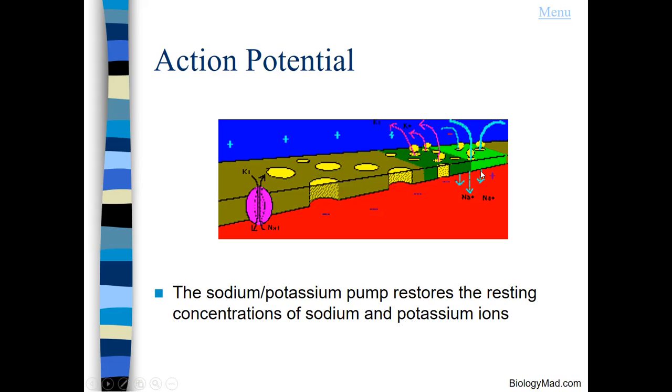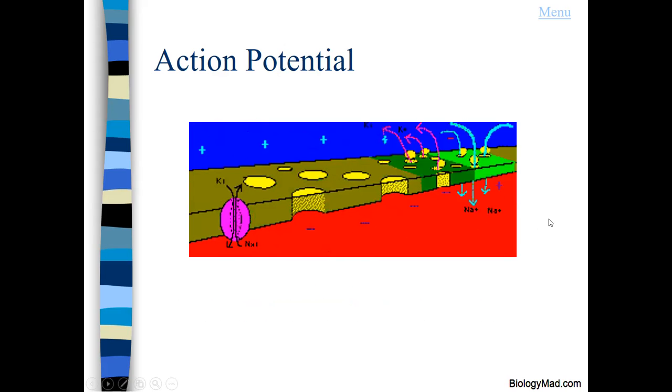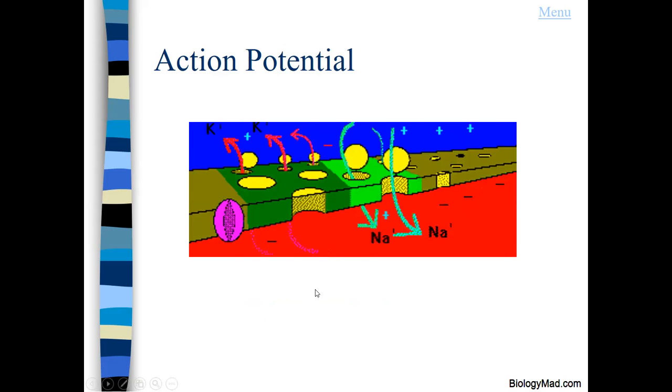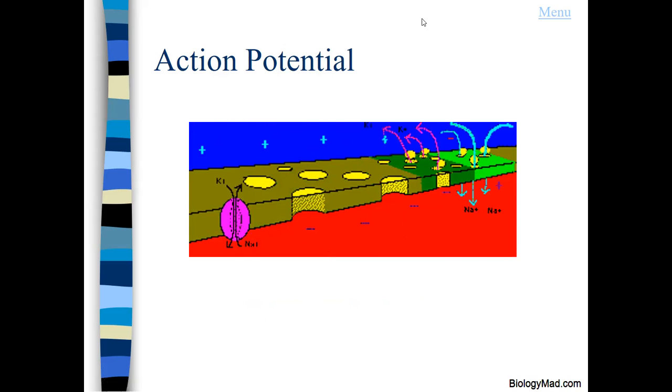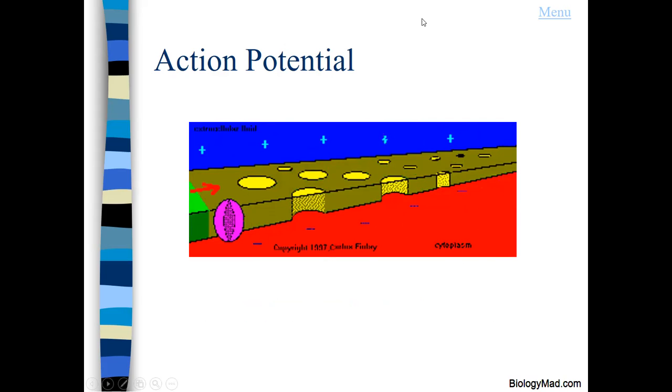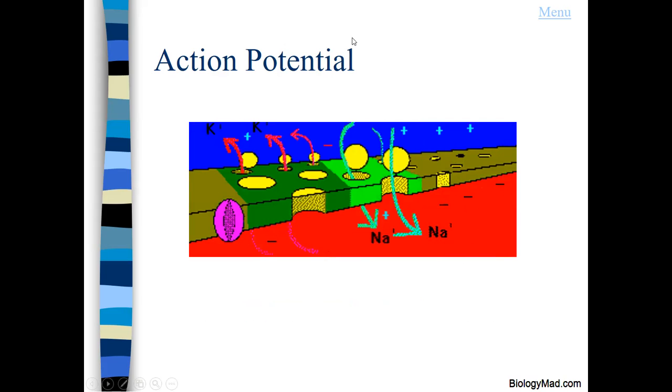So sodium ions moving in, potassium ions moving out, sodium-potassium pump bringing about that resting membrane potential again, and that's sort of seen as the refractory period. Okay, so as we can see here, that domino effect of sodium and potassium ions moving in and moving out, and then bringing about resting membrane potential again.